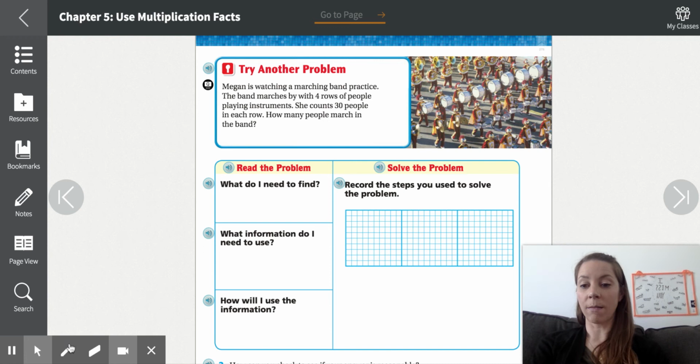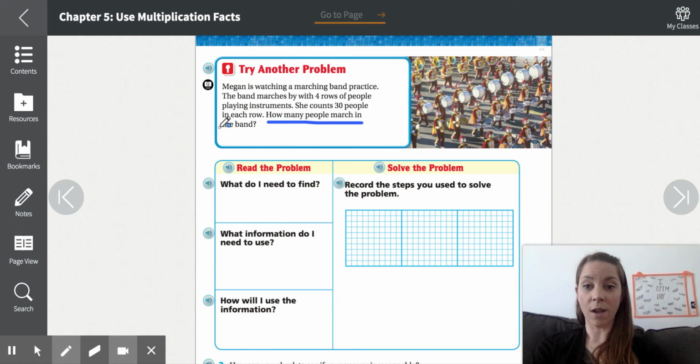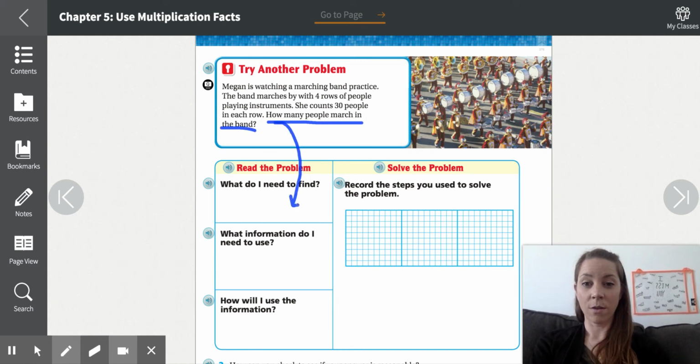All right, so that last question makes me think of total, right? Like, what do I need to find here? This question mark sentence is what we're trying to find. How many people march in the band? So that's what you should have work on writing right here. And if it says how many people, it means like total people.